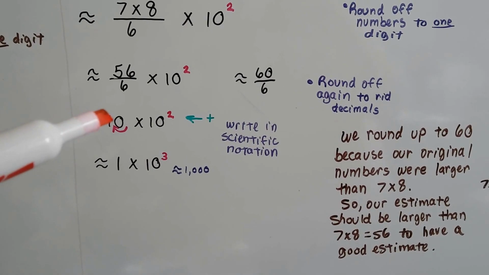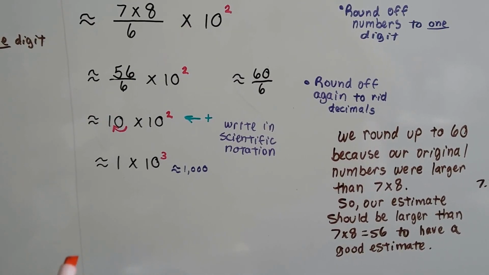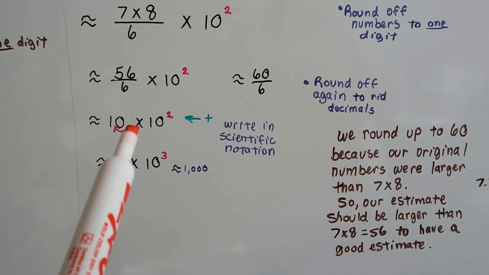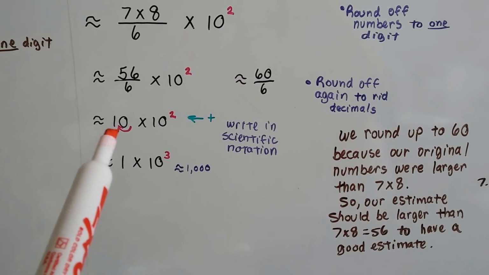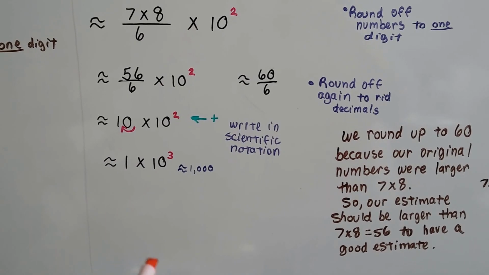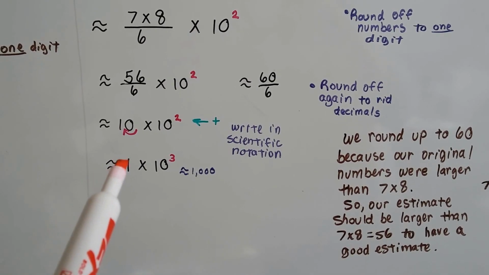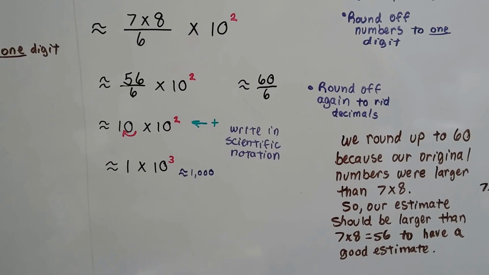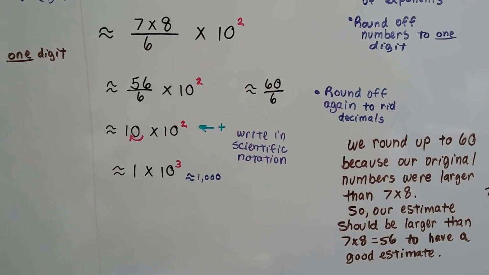So now we've got 10 times 10 to the second power, and to write it in scientific notation, we need to move the decimal one hop over to the left. So we're going to add an exponent to the 10. So we have approximately 1 times 10 to the third power, which is about 1,000.